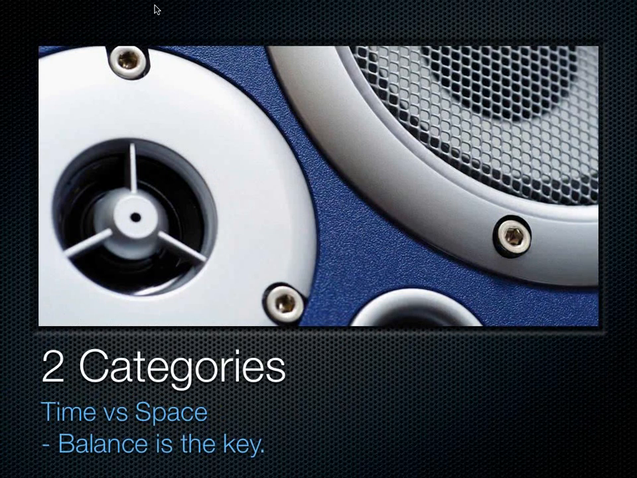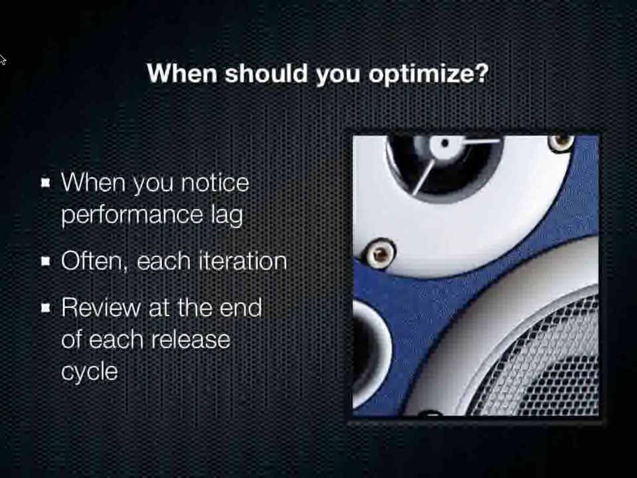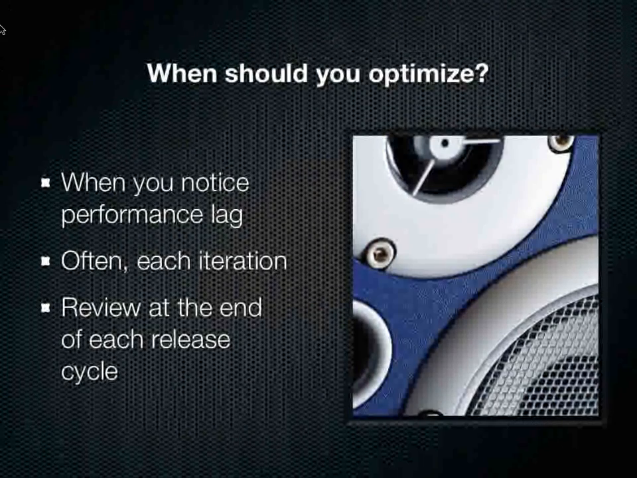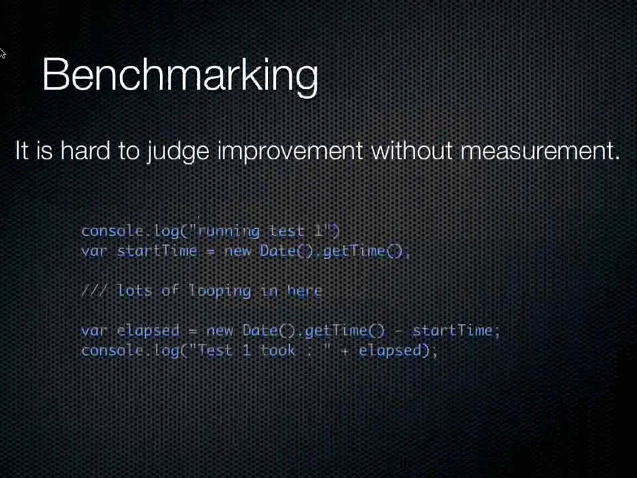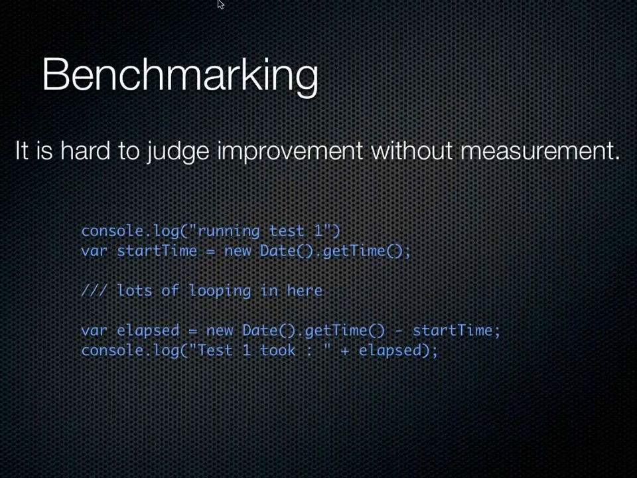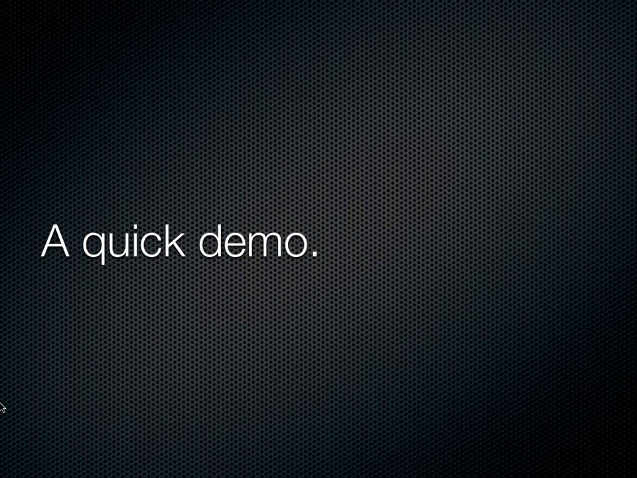Okay, so we covered the categories, when we should optimize, what to optimize, find the 10%, and we're on to benchmarking. So here you can see a quick example, and all we're really doing is keeping track of how much time it's going to take to do the work in the middle. I'll show you a quick demo to demonstrate that.